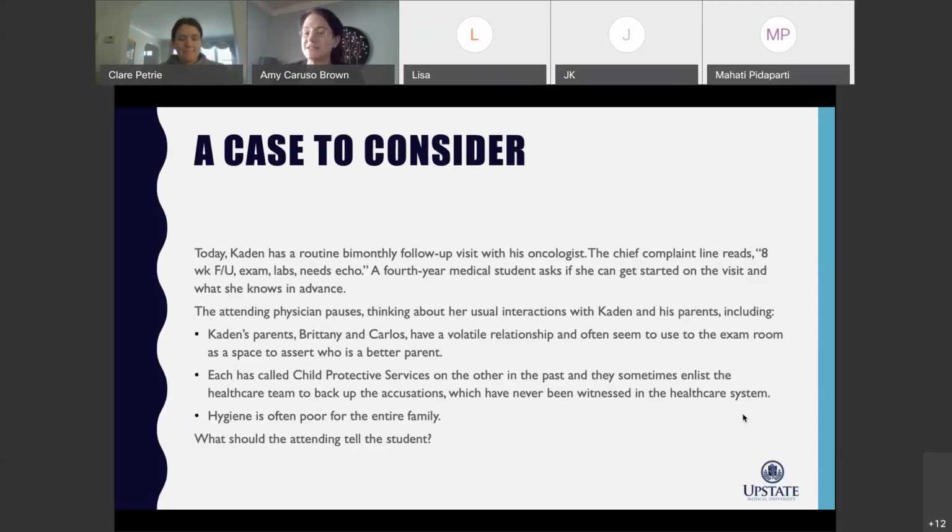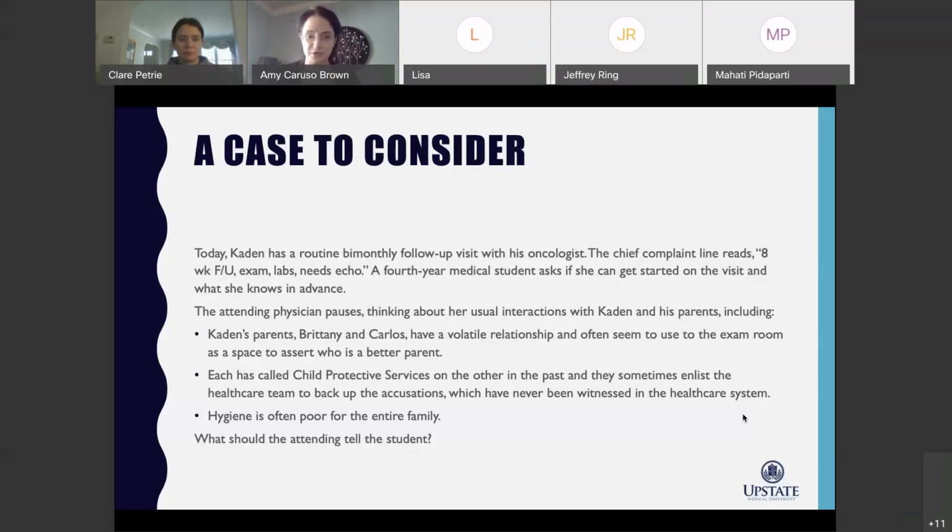But each of them had called CPS on the other in the past, and they sometimes tried to grab the nearest available healthcare provider to help back up those accusations, even though there was really no concerns for abuse that had ever been witnessed in the healthcare system. And the last thing I sometimes thought about before going in the room was that hygiene was often poor for the entire family. And I thought, what do I tell this student?